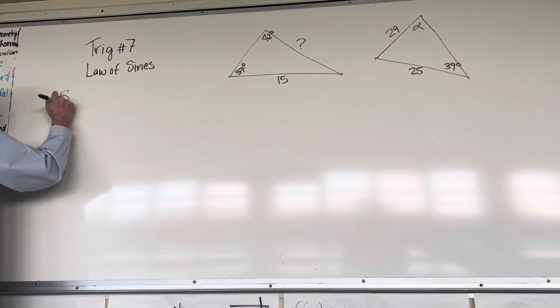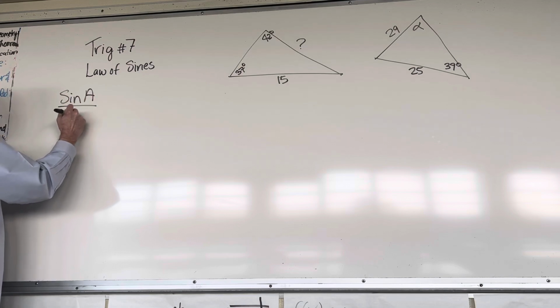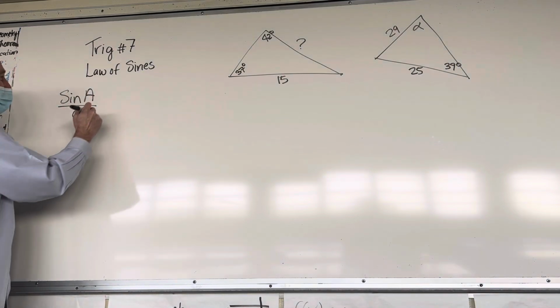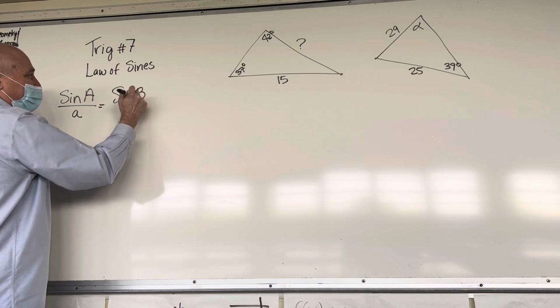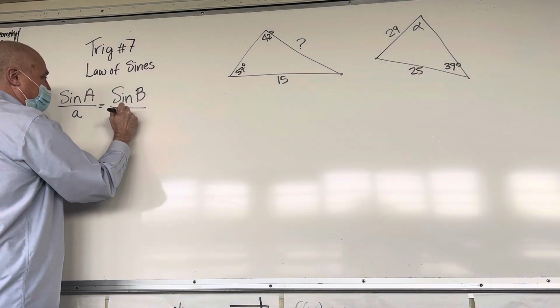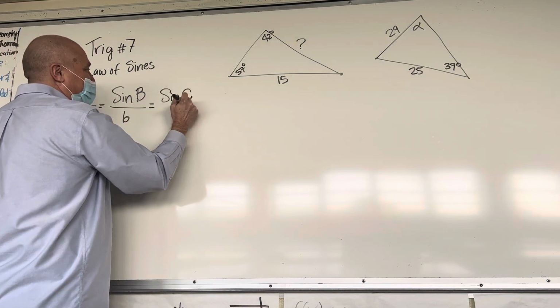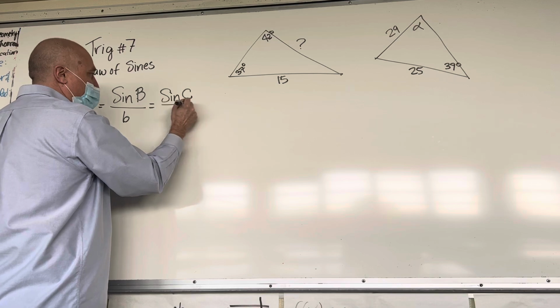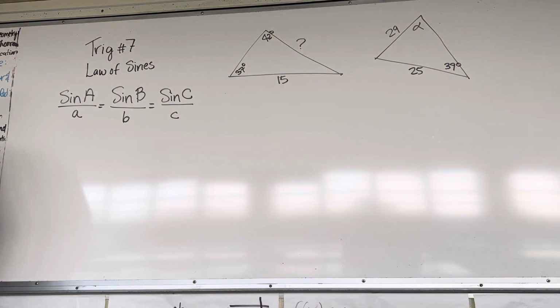It's the sine of A, capital A, over lowercase a, equal to the sine of capital B over lowercase b, equal to the sine of capital C over the lowercase c. I don't like the c as much because it's hard to tell the difference between the capital and the lowercase.